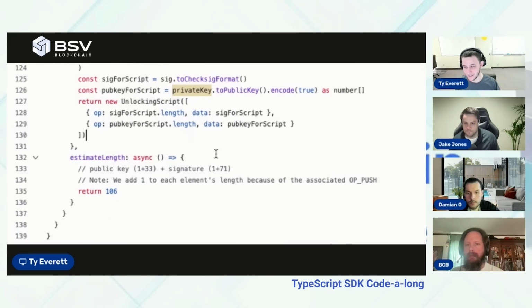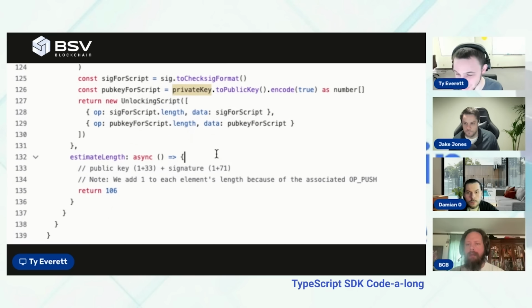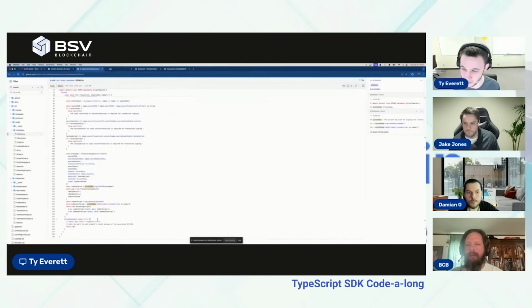Any questions about why it's 106? The comment makes it pretty clear here, right? So estimate length, it just returns how long your unlocking script is probably going to be, or thereabouts. That's why it's an estimation. So P2PKH, it's usually pretty close around there.